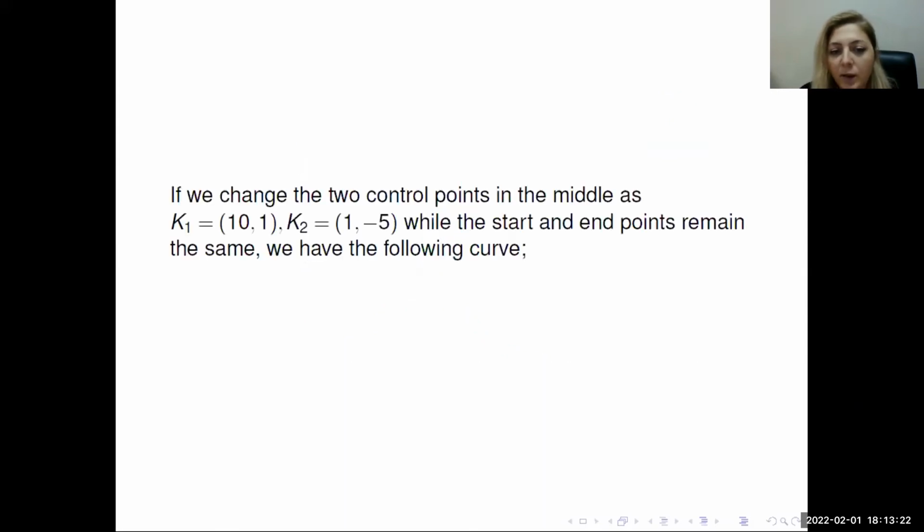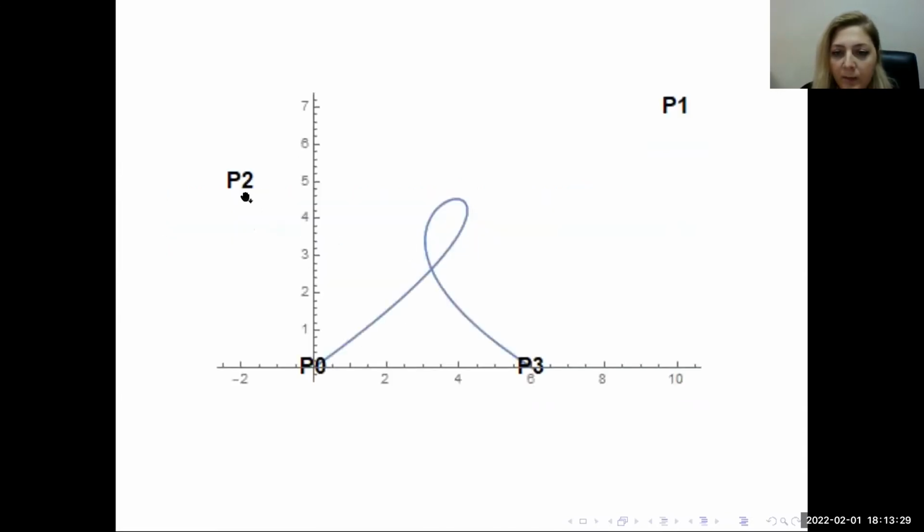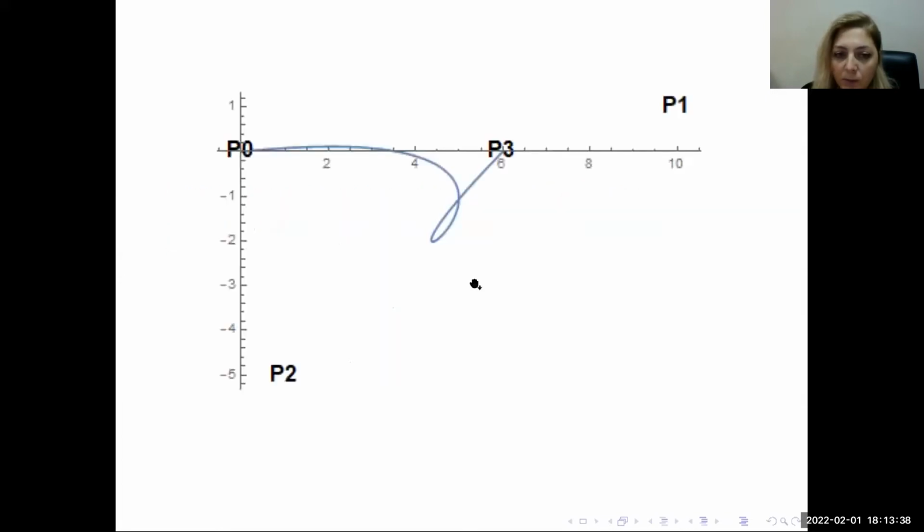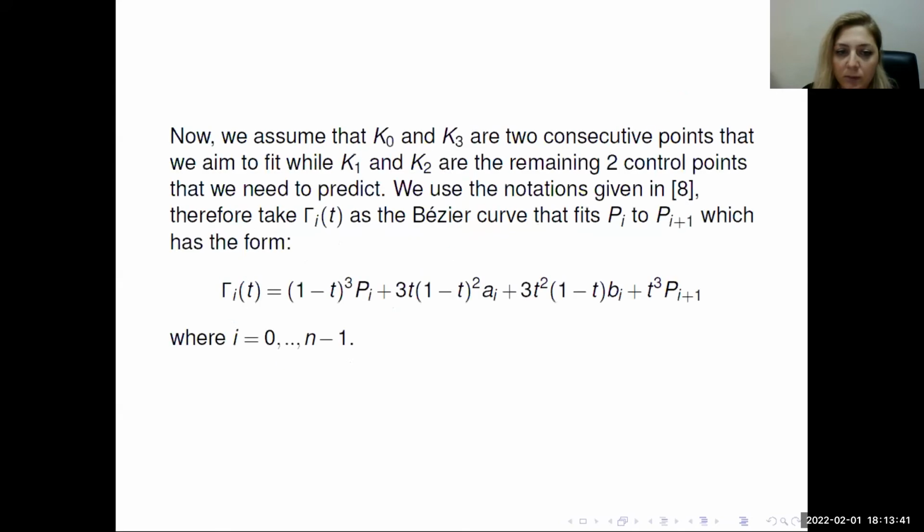If we change the 2 control points in the middle, K1 and K2, while the start and end points remain the same, we have this curve. Now we assume that K0 and K3 are 2 consecutive points that we aim to fit, while K1 and K2 are the remaining 2 control points that we need to predict.